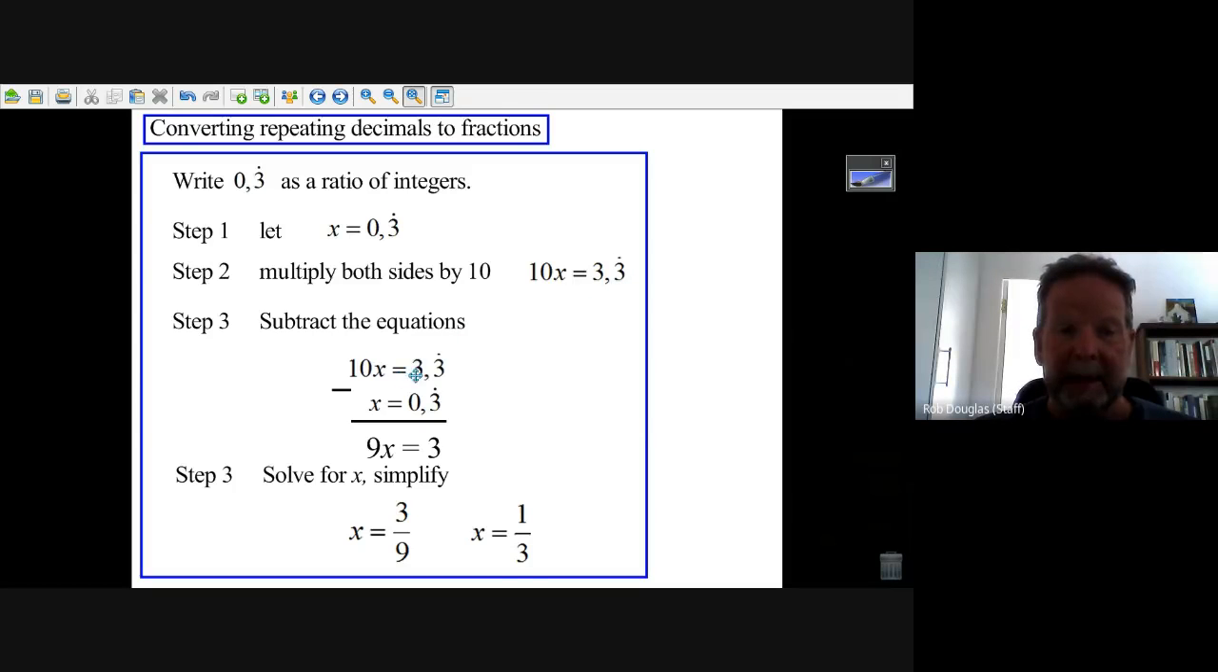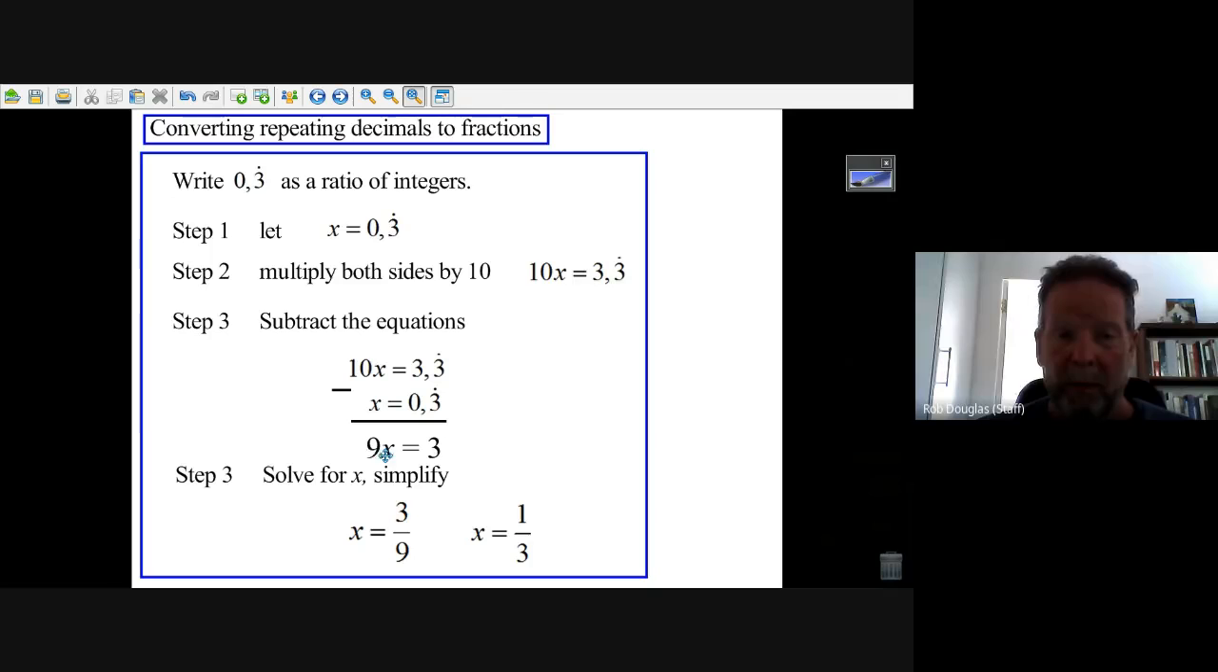Well, there's 10x, which is 3.3 repeating. There's x, which is 0.3 repeating. Now we do a special thing. We subtract the equations. 10x minus 1x is 9x. Now, if we have 3.3 repeating over 0.3 repeating, when we subtract these two, the repeating parts disappear. Now we don't have a repeating decimal. We have 9x equals 3.